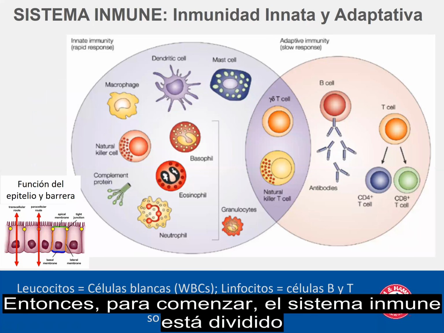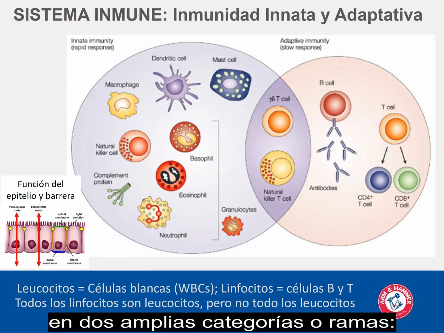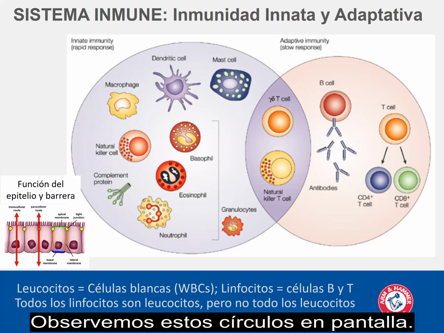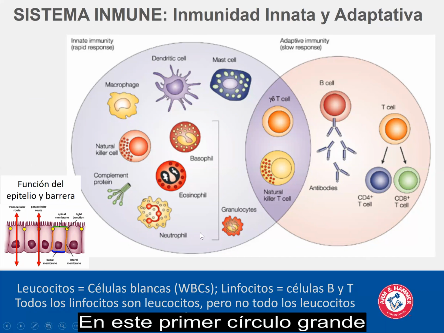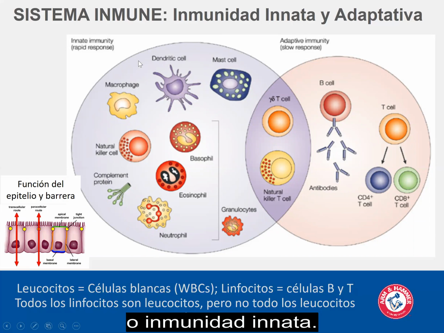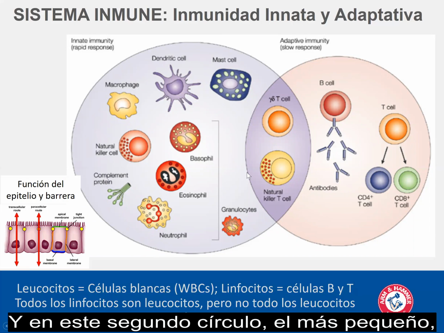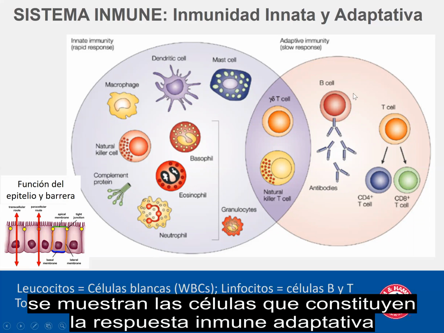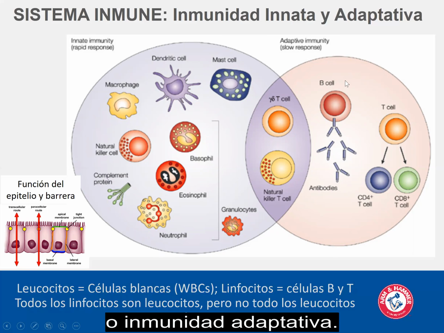So to start off with, the immune system is divided into two broad categories or branches. The first is the innate immune response, and then adaptive immunity. And in these circles here, this first larger circle is showing all of the cells that make up the innate immune response, or the cells of innate immunity. And then the smaller circle here shows those cells that make up the adaptive immune response, or adaptive immunity.